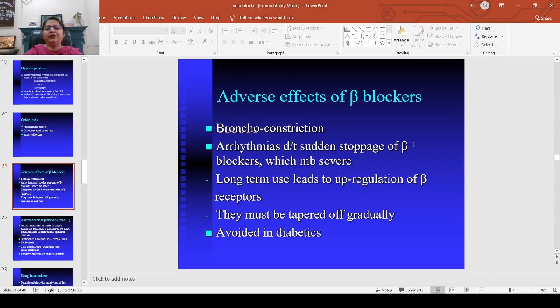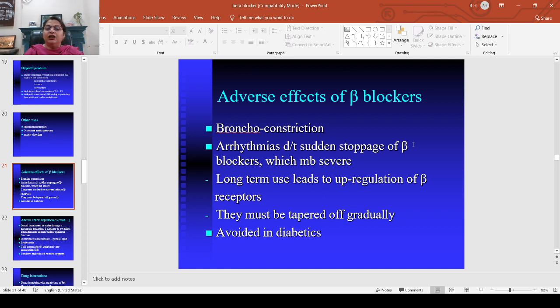Coming on to the adverse effects of beta blockers, bronchoconstriction we have already discussed. Because of this, it is contraindicated in patients of COPD or bronchial asthma. Arrhythmias can occur due to sudden stoppage of beta blockers, which may be severe. It blunts arrhythmias, but it can produce arrhythmias when the beta blockers are suddenly stopped after administering them for years together.